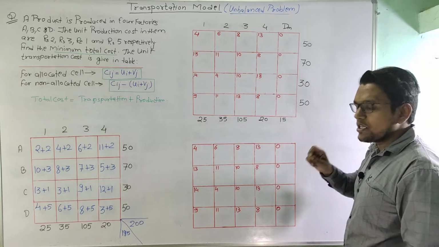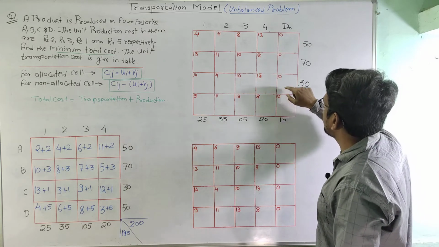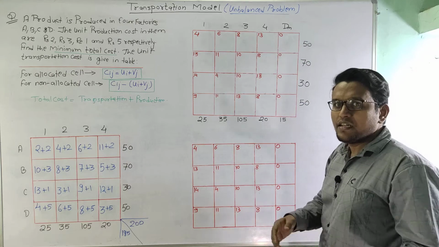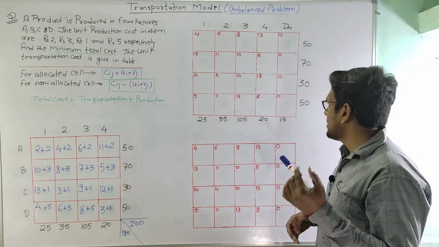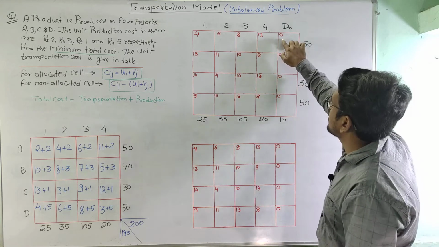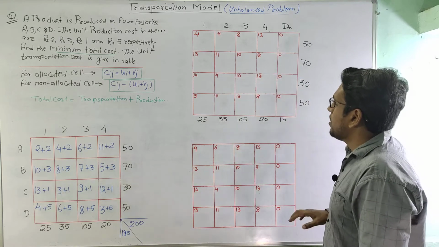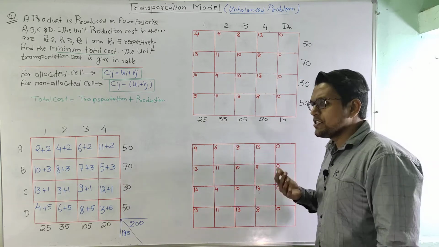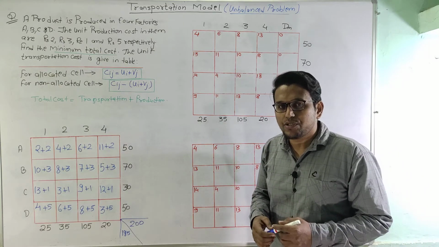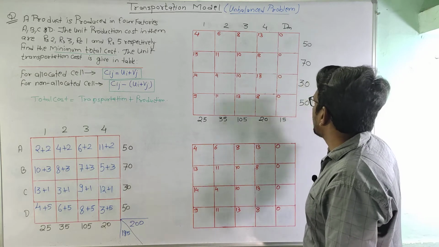The total cost per unit for this dummy should be 0, unless there was a penalty given in the question. In this case, no such penalty is given, so we have taken the cost as 0. Now first we need to find the basic feasible solution, and to find the basic feasible solution we will use the Vogel's approximation method.